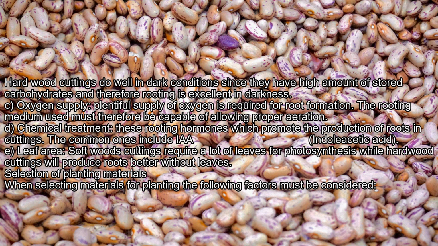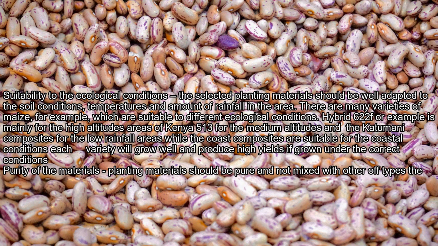Selection of planting materials. When selecting materials for planting, the following factors must be considered. Suitability to the ecological conditions. The selected planting material should be well adapted to the soil conditions, temperatures, and amount of rainfall in the area. There are many varieties of maize, for example, which are suitable to different ecological conditions.